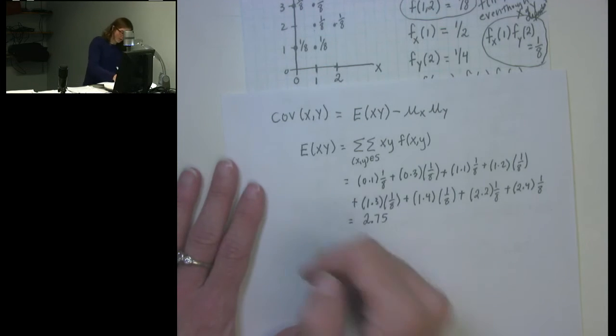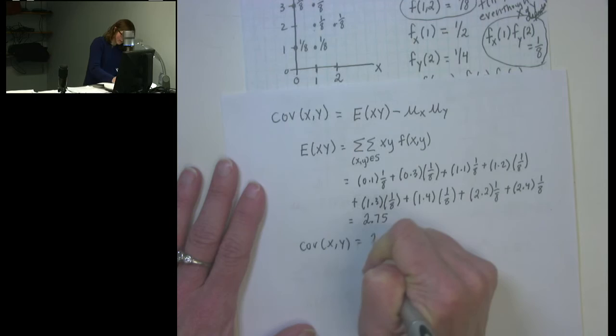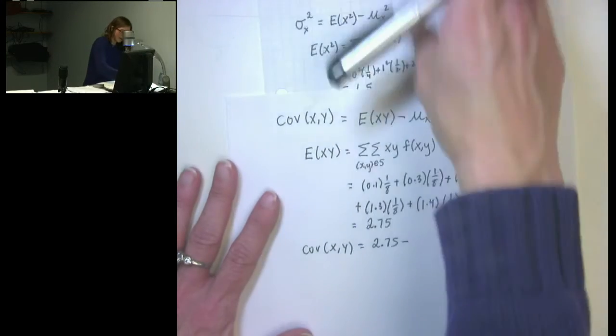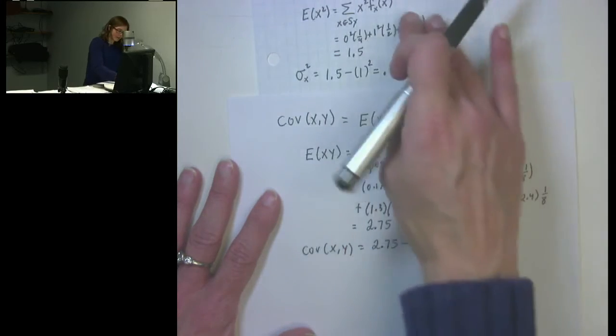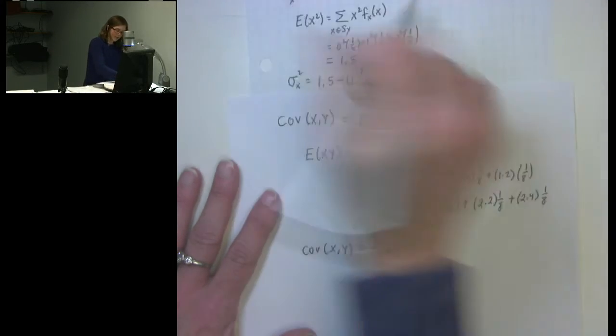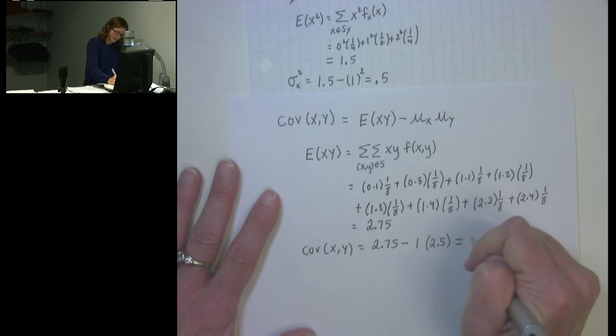So if I want to find the covariance of x and y, I have 2.75 minus my mean of x, which was 1, times my mean of y, which is 2.5, and this gives me a covariance of 0.25.